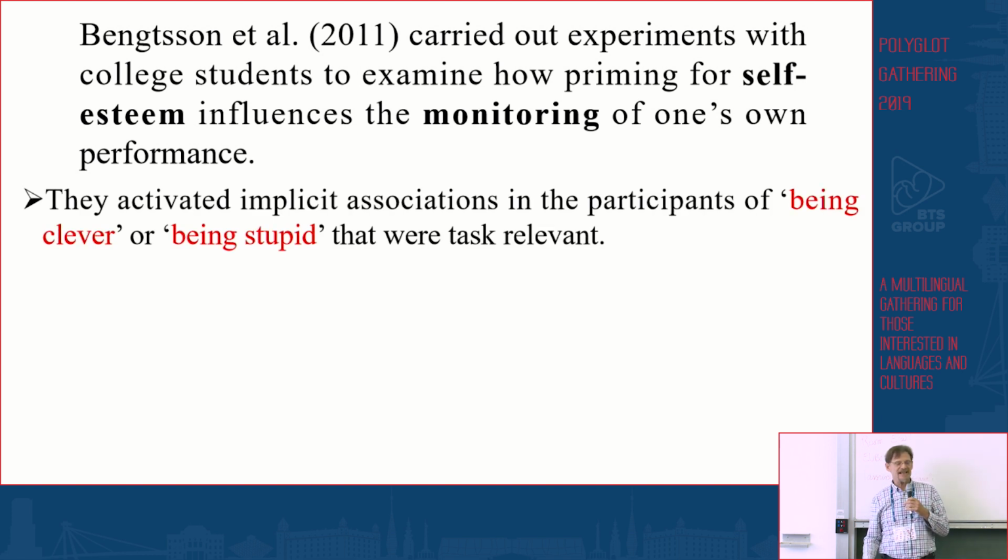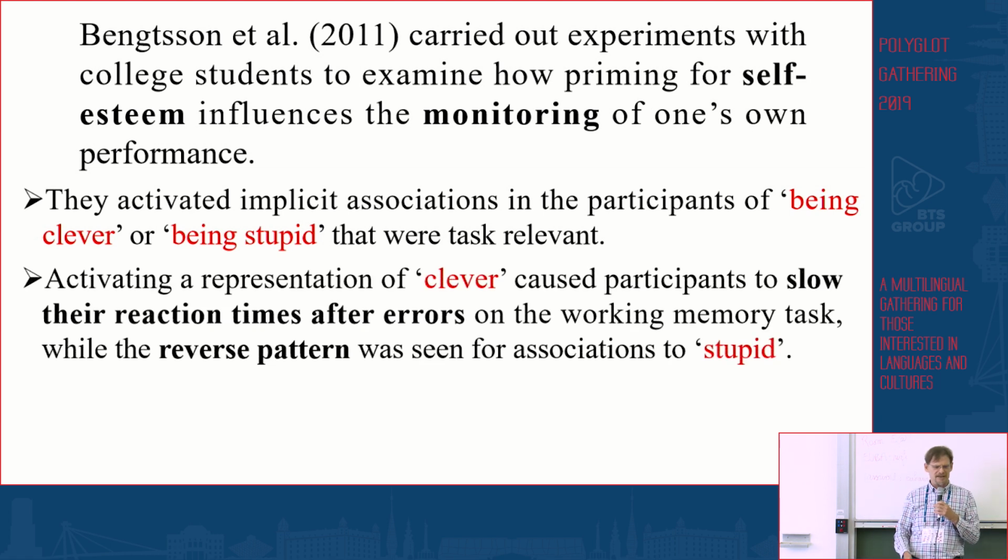So they activated implicit associations in the participants, of being clever or being stupid, that were task relevant. So they had to do something. And they sent implicit signals: some of you are really good at this, born naturals. You guys, you suck. Okay? But it was implicit.